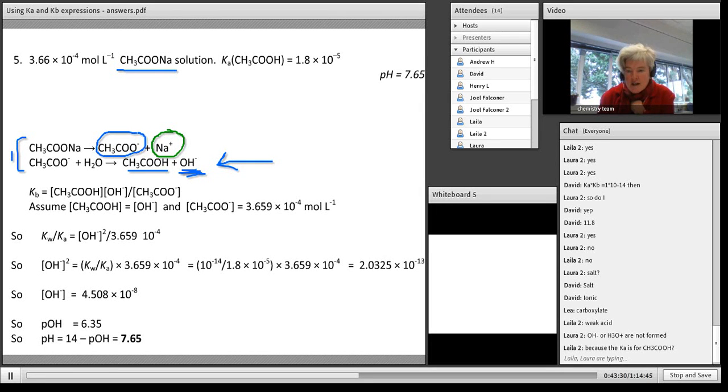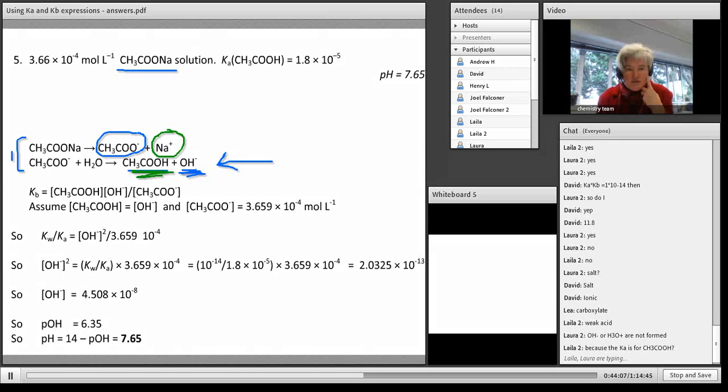And what Layla said there is, and Laura, because the OH and H3O plus are not formed, correct? That's another clue. Remember, Ka or Kb has to have either the hydronium ion for Ka or the hydroxide for Kb. If you don't have it, you don't have the Ka or the Kb. So that's a good clue to go for. And Layla, you said the Ka is for the acid. That is one way of going about it, but I'd say rather go by, is there hydronium ion formed or hydroxide? If there isn't, you can't write a Ka or Kb expression.